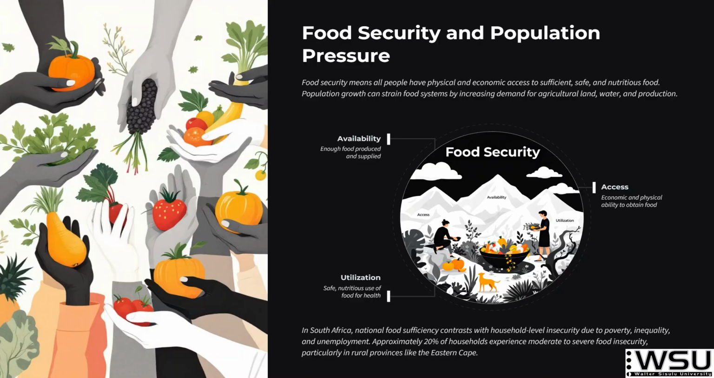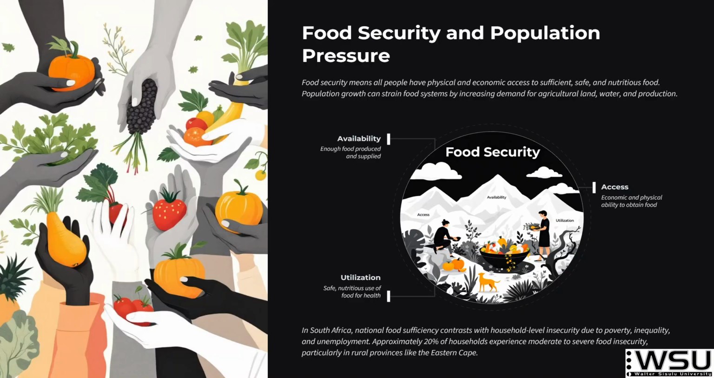And once you're thinking about access, then you're not just talking about population growth as a problem, but you're talking about access to economic means that empower a person, individuals or a community to have the economic and physical ability to obtain food, so that they will have physical and economic access to sufficient, safe, and nutritious food.